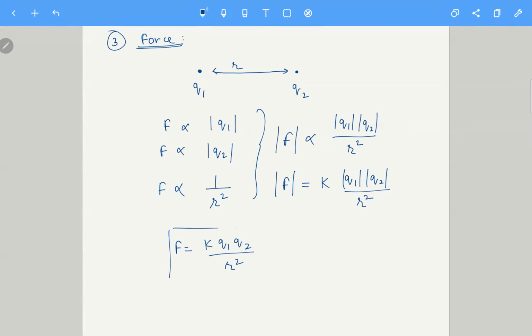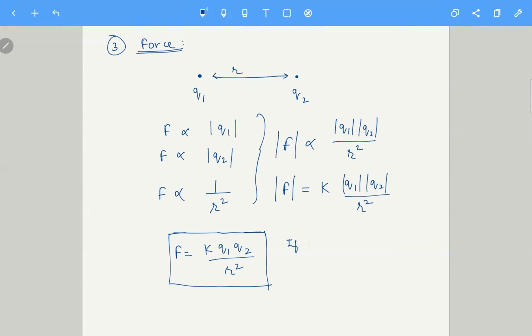As force is a vector quantity, force can have signs, positive or negative. तो यहाँ पे देखो, अगर Q1, Q2 का दोनों का sign same है, they are like charges. If both Q1 and Q2 have the same sign, both are negative or both are positive, then F is positive. Force positive indicates repulsion.